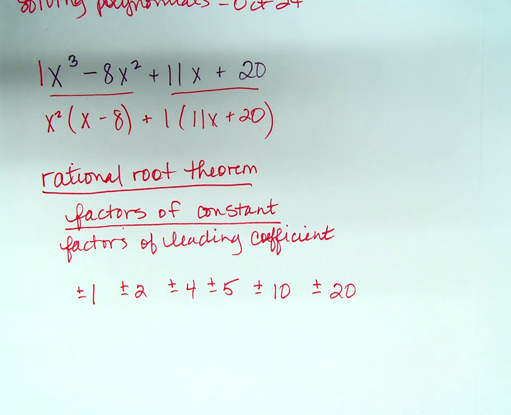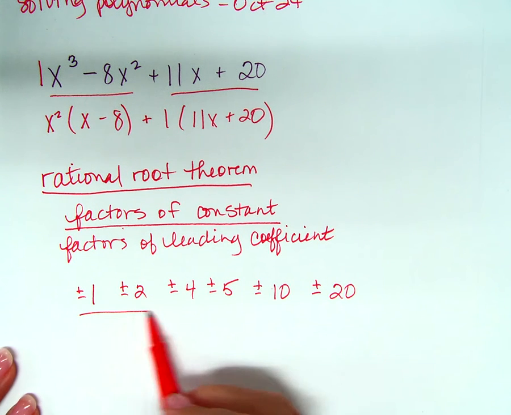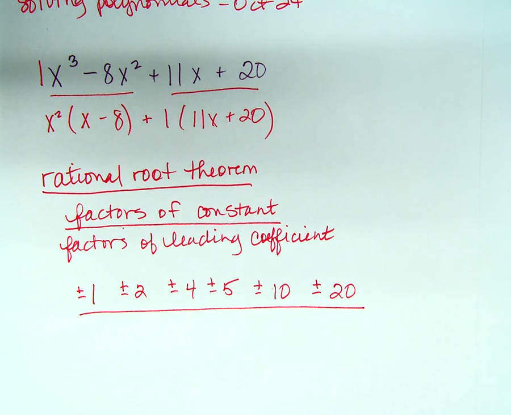What do you think? How would I get negative 20? I'd have to go either positive 1 and negative 20 or negative 1 and positive 20, right? So I still need the negatives, don't I? All right? And then I need to divide that by all the factors of the leading coefficient.